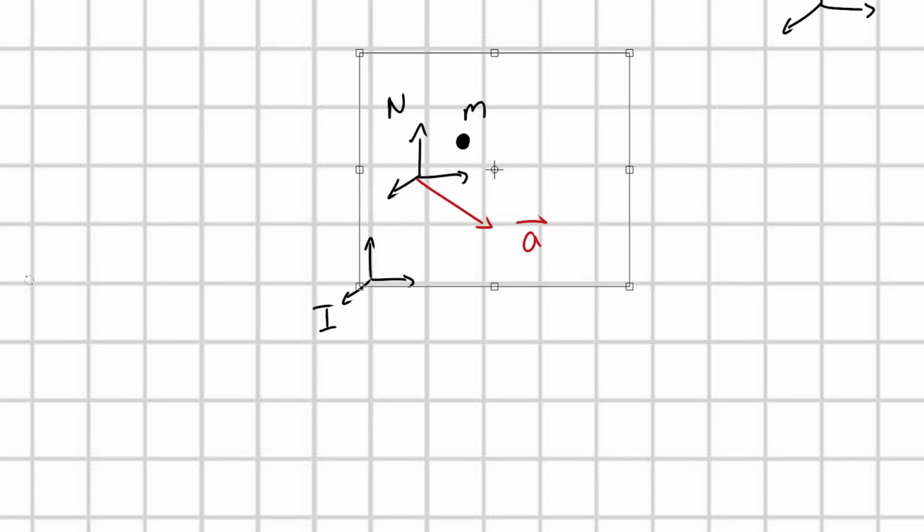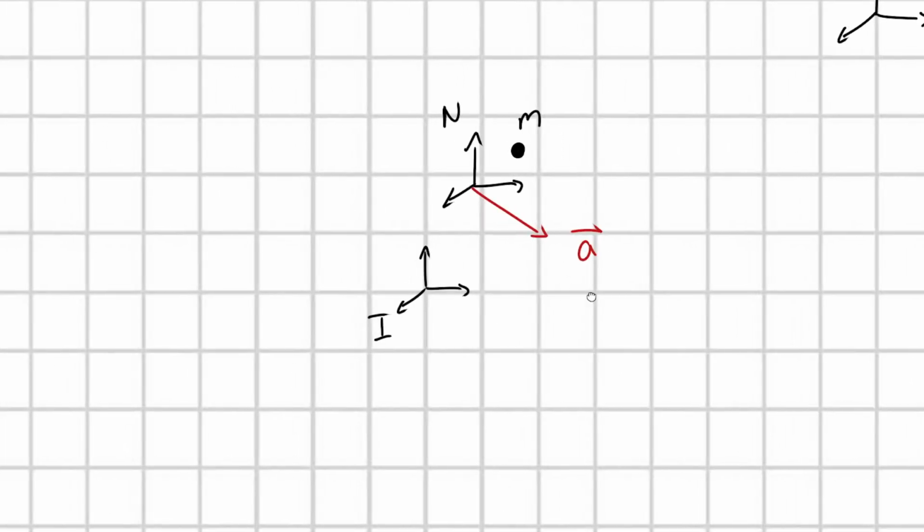Alright, if we're feeling good about this, let's go ahead and track the position of our m particle in both frames. The way we're going to do this is first, I'm going to put in a position vector. I'm going to call this Rn, and this is going to track the position of m in the n frame. Next, I'm going to put in another position vector. I'm going to call this Ri, and it is going to be the position of our particle m with respect to frame I.